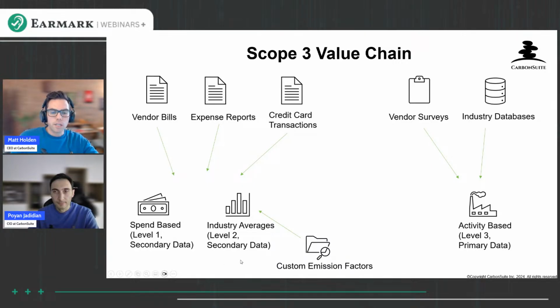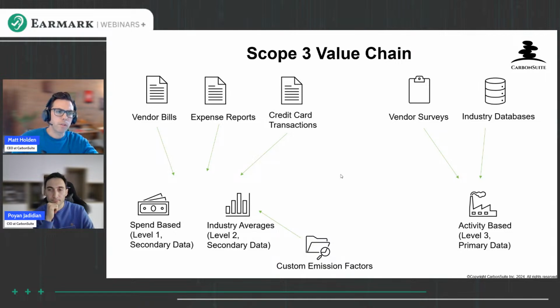Our level two, still secondary data, uses a process that we call industry average data. So depending on what industry you're in, there might be specific emission factors, emission coefficients that help you do calculations for that particular industry, which tend to be a bit more accurate than the level one spend based. And then finally, the third level really comes more from these vendor surveys and other integration touch points where you can collect primary data directly from your suppliers, and they can help to round out your scope 3 emissions footprint.